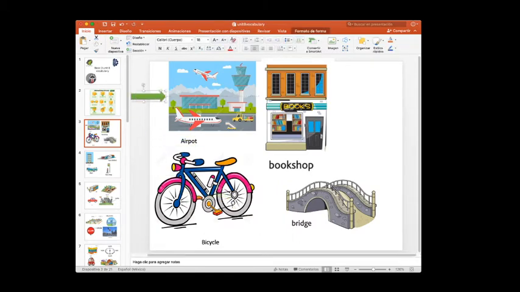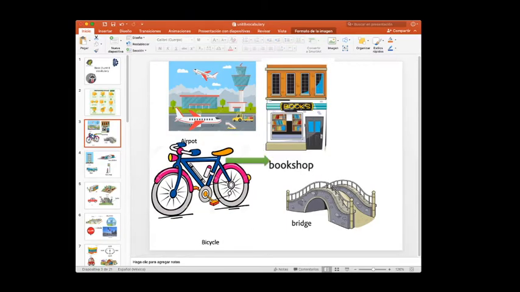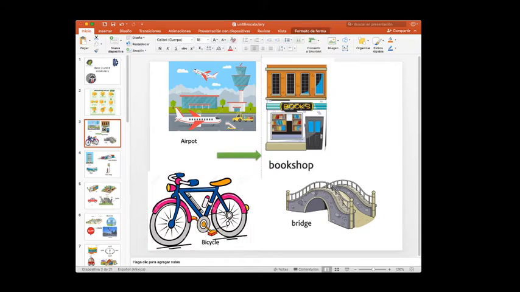The next part, we have airport. Another one, bicycle. Another option, bookshop. And bridge. Okay.